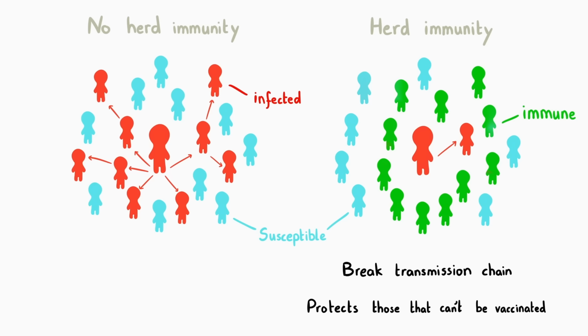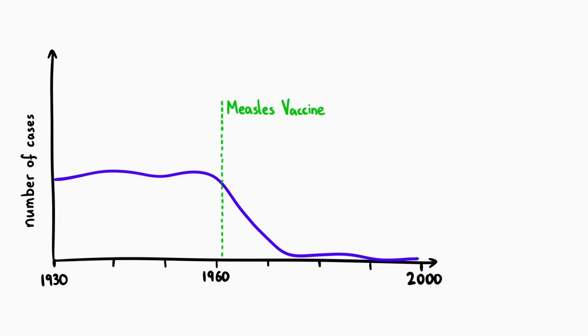This is particularly important for protecting vulnerable groups who cannot be vaccinated, such as very young babies, people with certain medical conditions, or those with severely weakened immune systems. Vaccines have had remarkable success in controlling once common diseases. In the UK, diseases like polio, measles, whooping cough, rubella, mumps, and tetanus have become rare thanks to widespread vaccination programs.